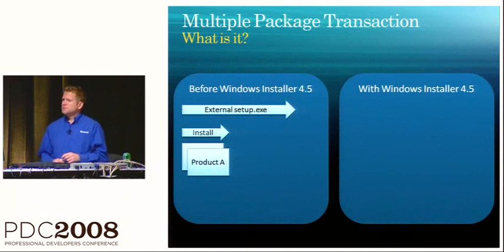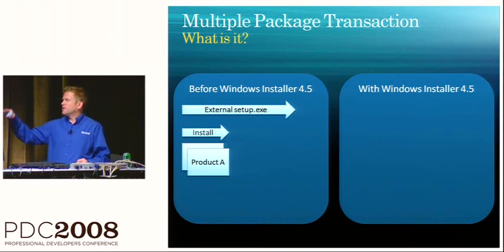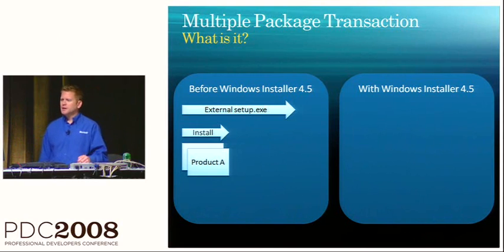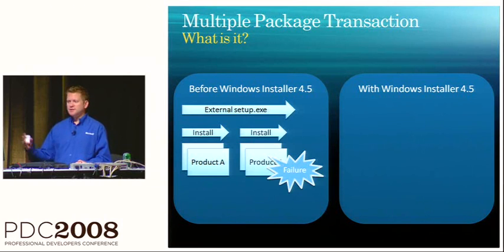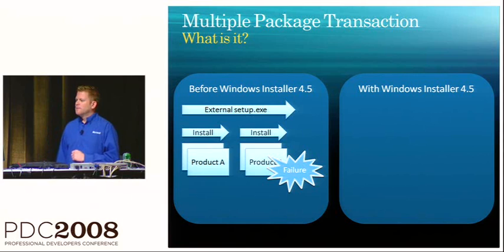So let me talk about the multiple package transaction a little bit more and explain it. You see here I have this before Windows Installer 4.5 on the left and with Windows Installer 4.5 on the right. So previously, I had an external setup.exe bootstrapper that I would have to write. And I'd install product A on the system. And then afterwards, I'd install product B, even though the B is hidden there by the failure. And let's say I encounter a failure on the installation of product B. What would actually happen is product B would roll back.